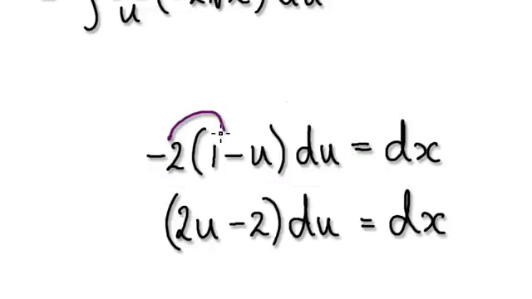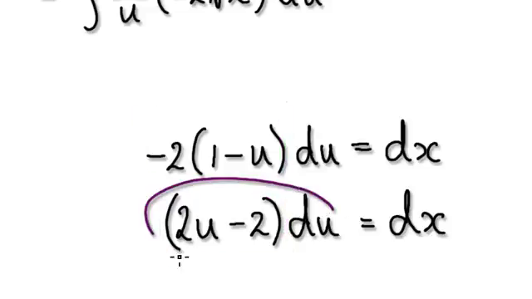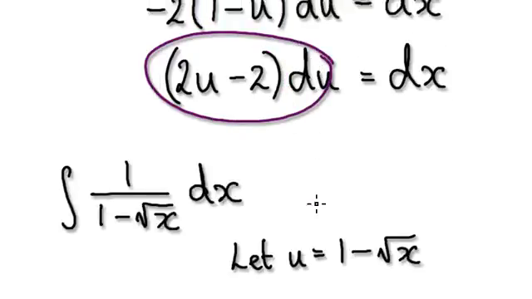Now multiply this out. That will then give you this. Don't forget you switch these two around. Tidy this up, and it will then give you this.